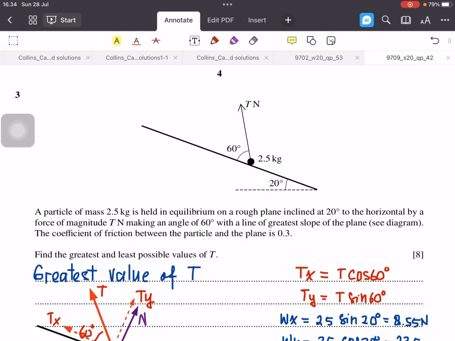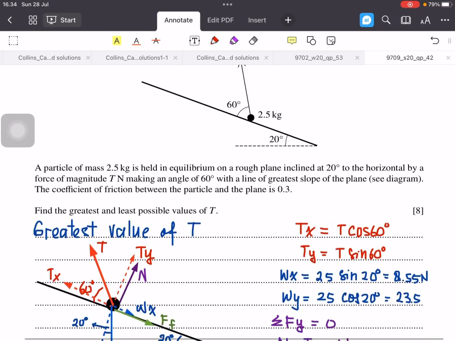Question 3. A particle of mass 2.5 kg is held in equilibrium on a rough plane inclined at 20 degrees to the horizontal by a force of magnitude T Newton, making an angle of 60 degrees with a line of greatest slope of the plane. See the diagram. The coefficient of friction between the particle and the plane is 0.3. Find the greatest and least possible values of T.